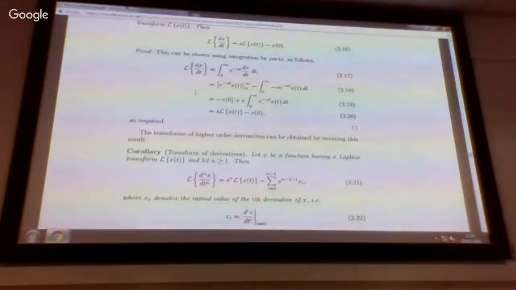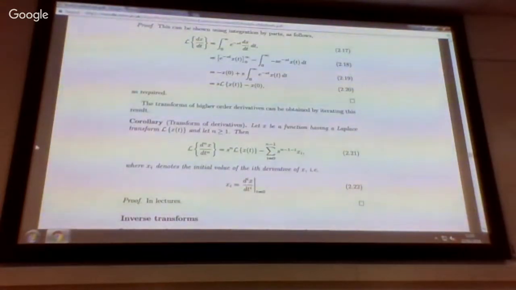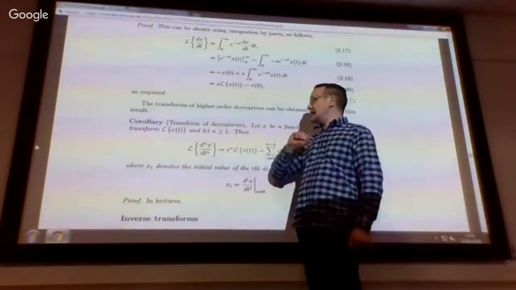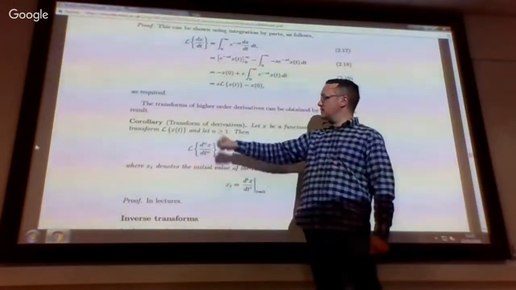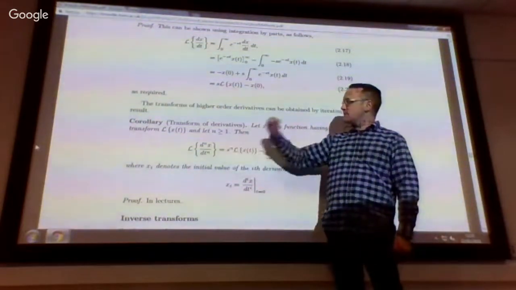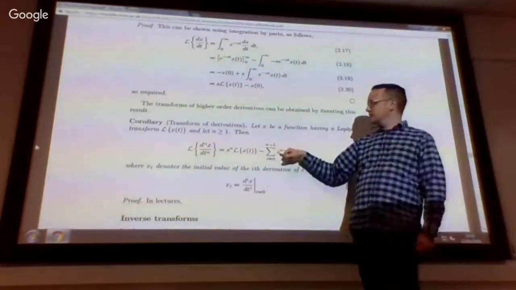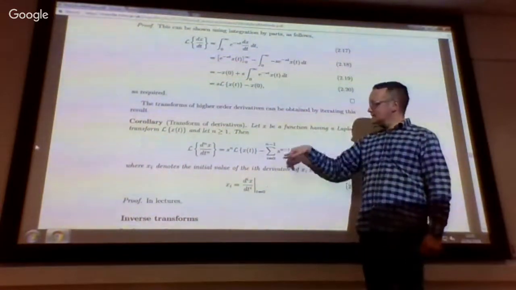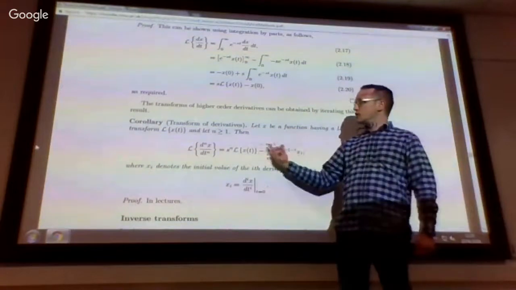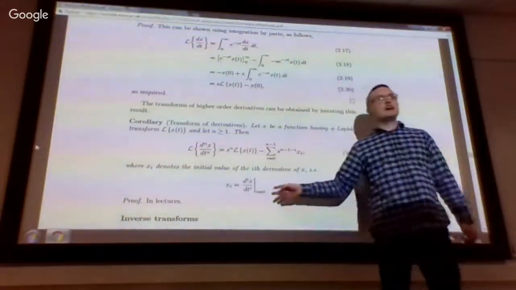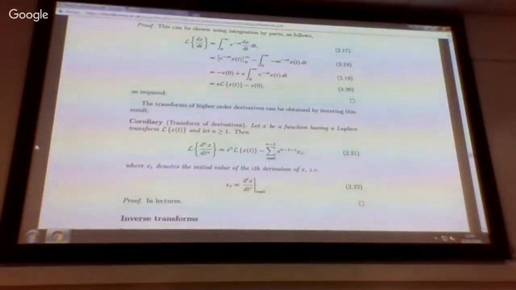By iterating the result, applying it repeatedly, you can then generate similar results for the Laplace transform of some higher order derivative of x. And these always relate the Laplace transform of the nth derivative of x. It's the multiple s to the power n times the Laplace transform of x minus a polynomial in s. And the coefficients of this polynomial in s, the polynomial has degree n minus 1, so smaller degree than the s to the power n term there. And the coefficients, these x subscript i's, are the various initial values of the function x and its earlier derivatives, earlier than the nth order derivative.